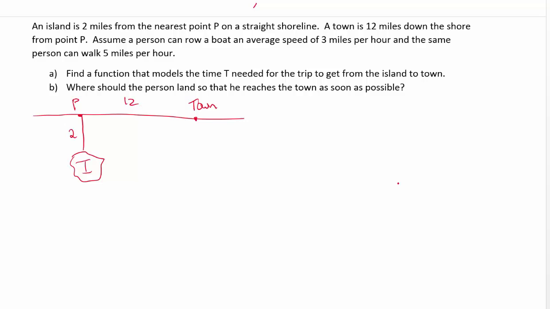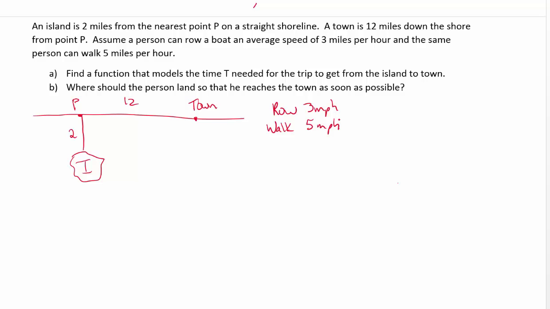Assume that a person can row a boat at a rate of 3 miles per hour, and the same person can walk 5 miles per hour. Find a function that models the time t needed for the trip to get from the island to town. And where should the person land so that he reaches the town as soon as possible?